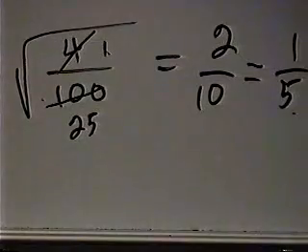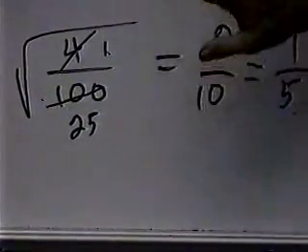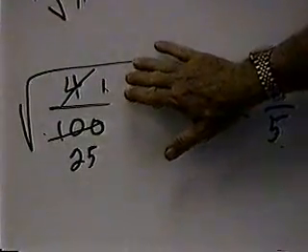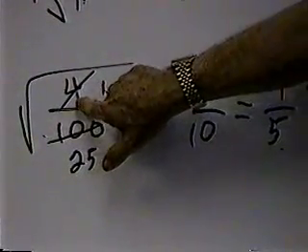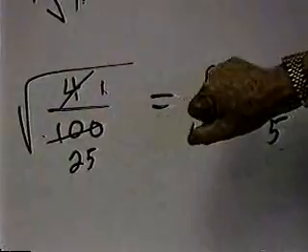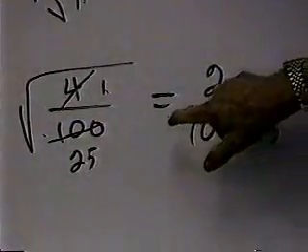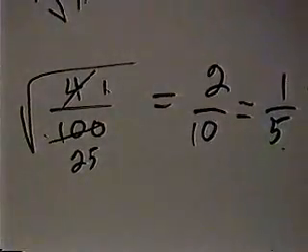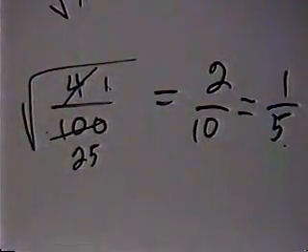Point being, of all of these, the square root of a number is what number times itself will give you that number inside the radical sign. And you cannot take the square root of a negative number. All right, let's look at some more examples now.